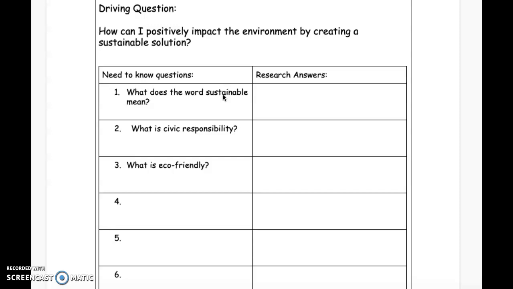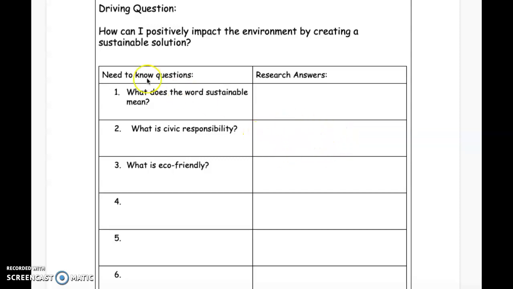Now, your teacher has provided some resources for you, so you can go and use those resources, or you can find your own resources to help you understand what the word sustainable means. Once you feel like you have enough research, then you're going to move on to the next one. What is civic responsibility? Well, I need to know what that word means. I'm going to do some research on it. I'm going to put my information here.